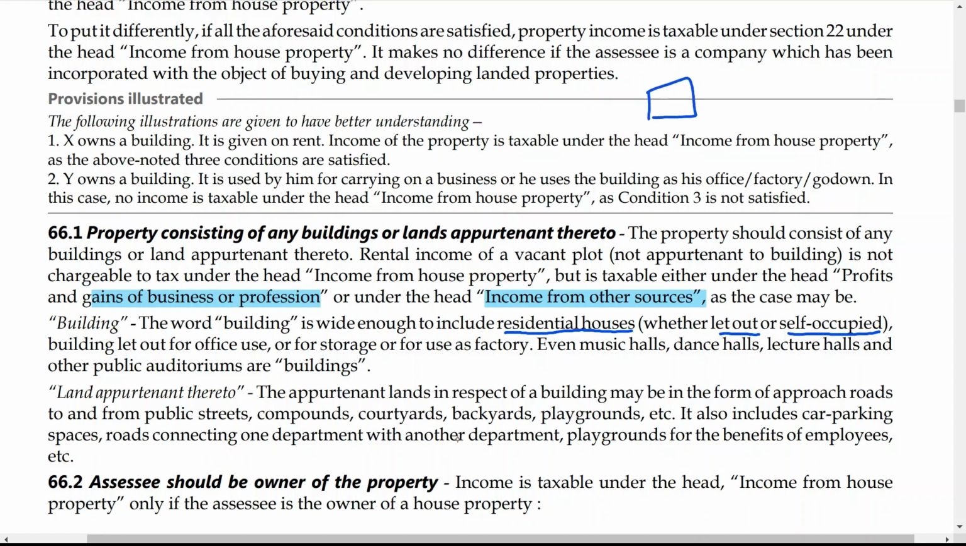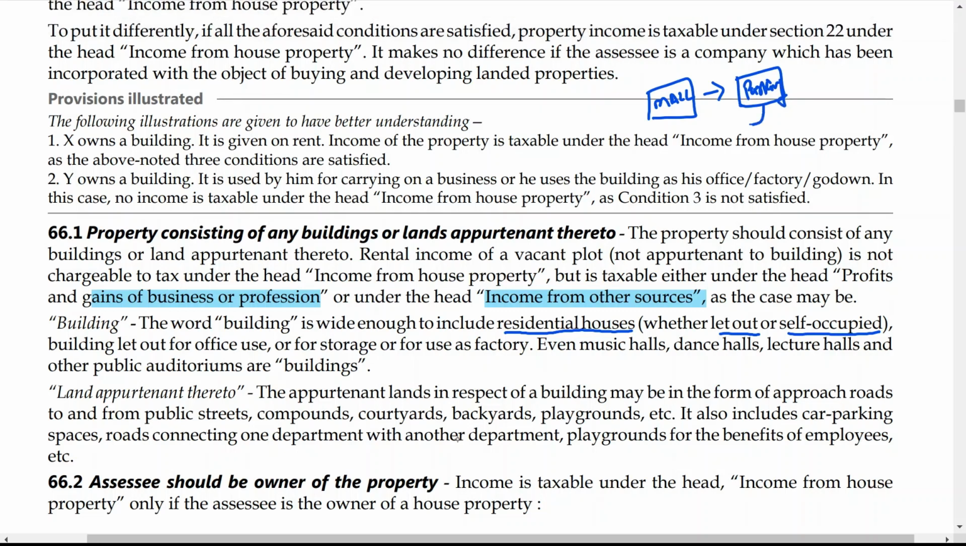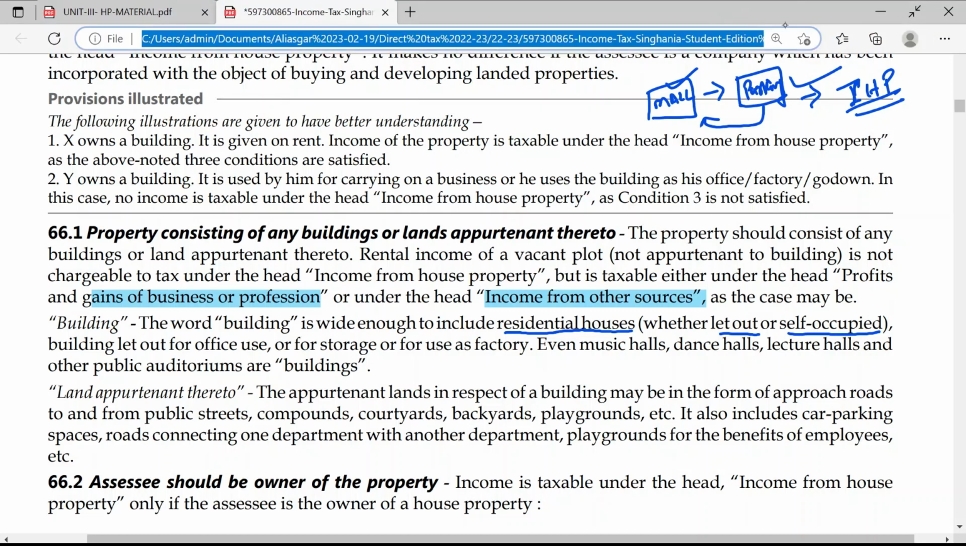So let us say this is a mall. Now there is one parking area which is attached to the mall. In this case you can say that this parking is attached to the mall, and that is why the first condition is satisfied. The property should consist of a building and land appurtenant thereto. So whatever income is generated from the parking and from the mall, whether it is let out, is considered as income from house property. You have to understand why it is income from house property. If you do not understand, it will create confusion.